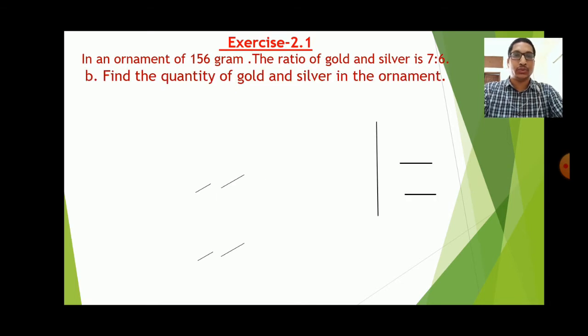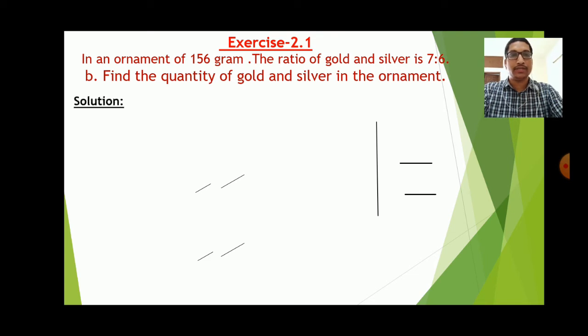Now our next question, find the quantity of gold and silver in the ornament. Here we will find out the separate quantity of gold and silver. Okay, so what was our ratio? Our ratio was 7:6. Here the antecedent is 7 and the subsequent is 6.